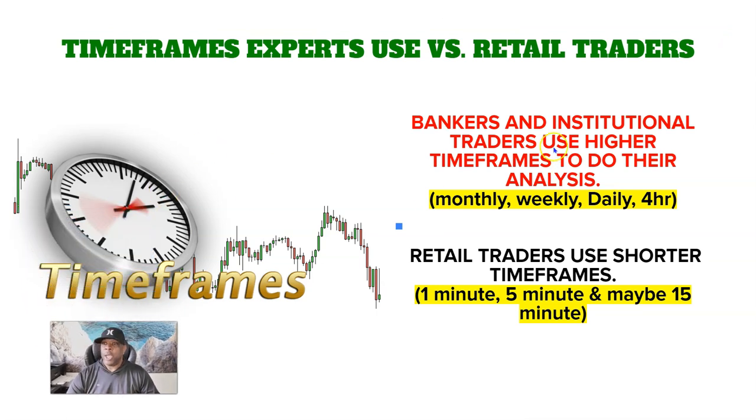All right. Here it is. Let's begin. Bankers and institutional traders use what? Higher time frames to do their analysis, such as they trade off the monthly, the weekly, the daily, and the 4-hour. What do retail traders do? The retail traders trade off of the shorter time frames, which is like the 1 minute, the 5 minute, and the 15 minute. And you say, wait, Uncle P, I get all that. What does that have to do with drawdown?